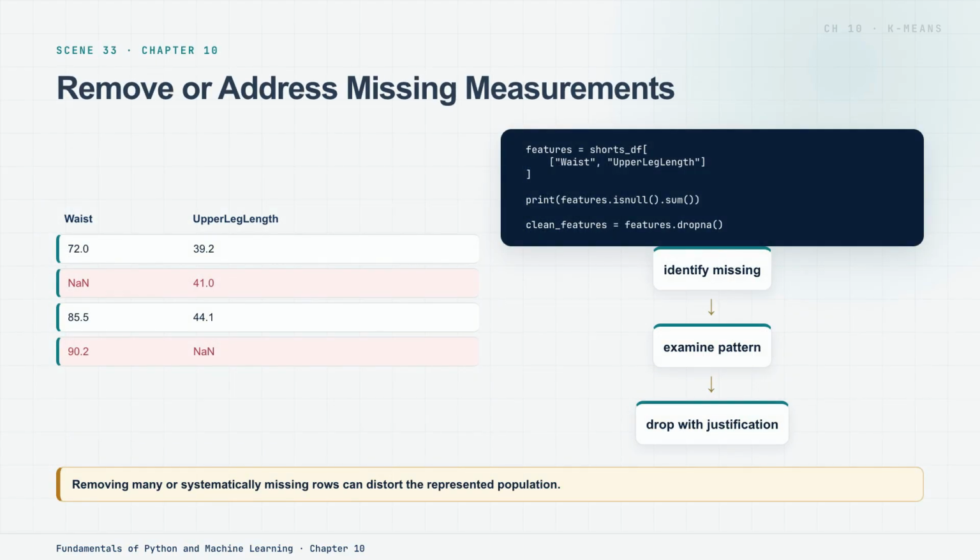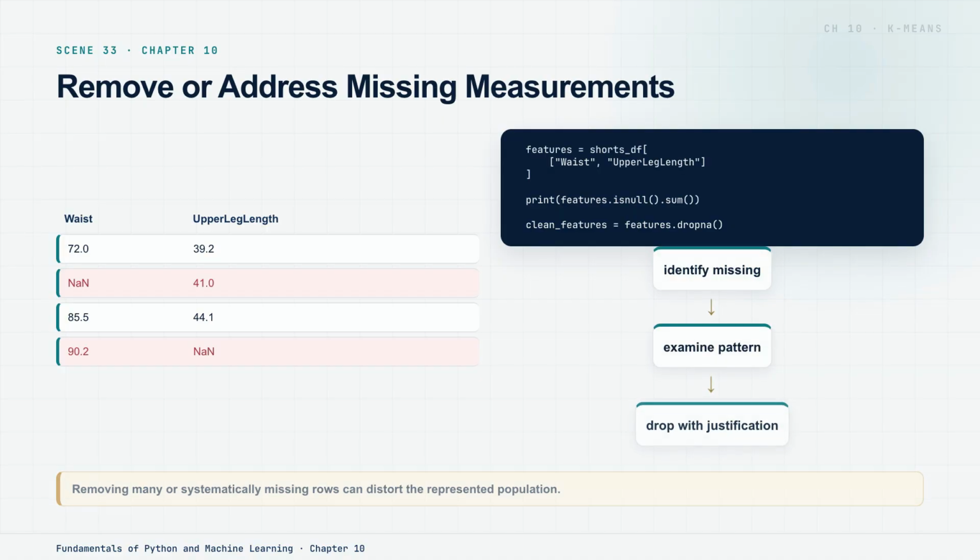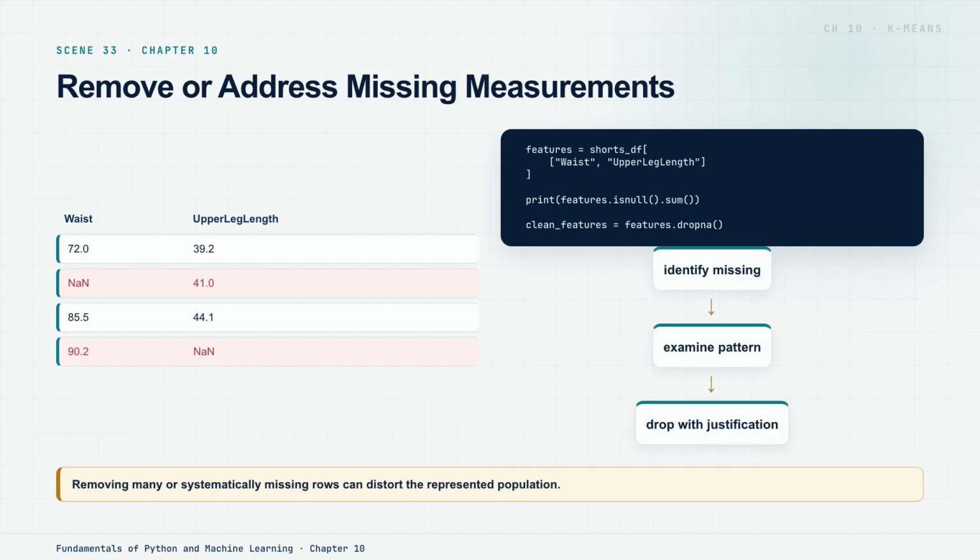The shorts dataset contains missing measurements. Pandas can identify them with isnull plus sum. The chapter removes incomplete rows with dropna. Before doing this in a real project, examine how many records will be removed and whether the missingness follows a pattern. Deleting many observations may distort the population represented by the data. After cleaning, scale the two measurement features before applying K-means.